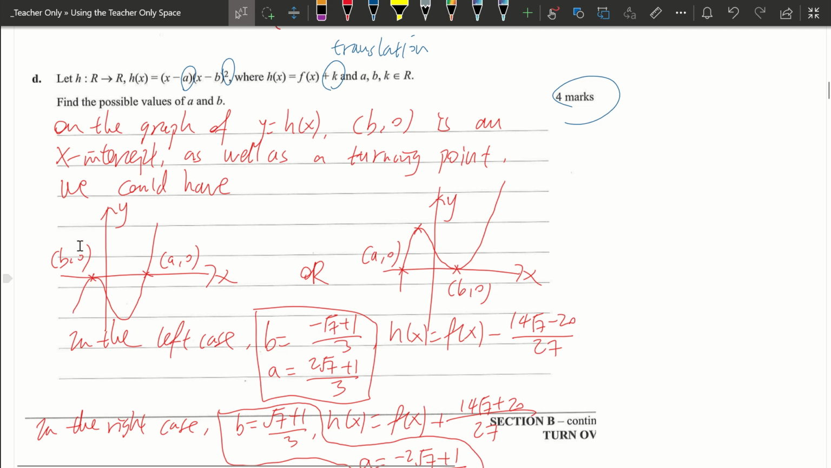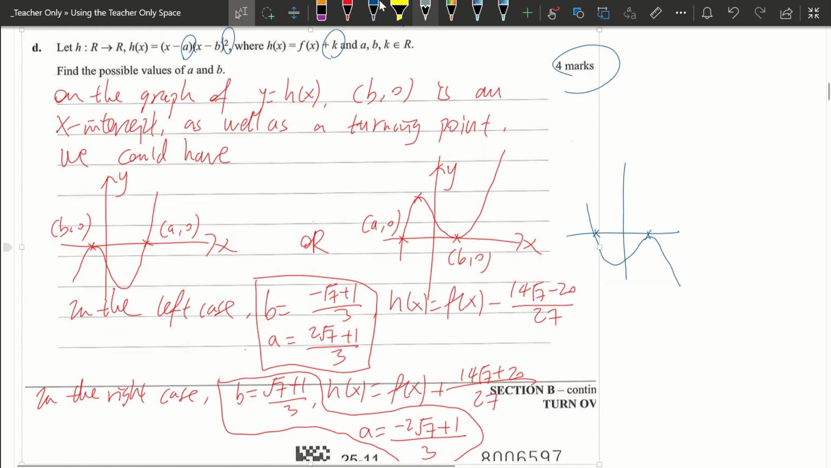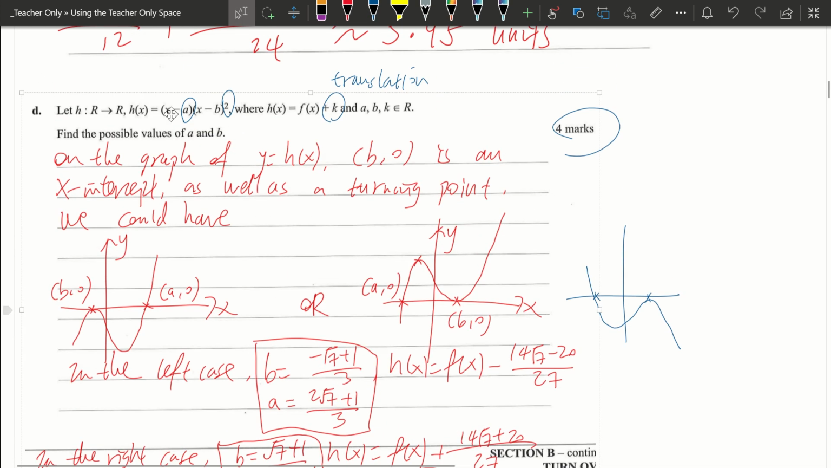So if b is negative, a is positive, then the graph has to turn around at (b, 0). It looks like this. Otherwise, if b is positive, a is negative, and the graph turns around at (b, 0), it looks like this. Now, it's not going to look like this because it's a positive quadratic, right? So it's positive x times positive x and then squared.